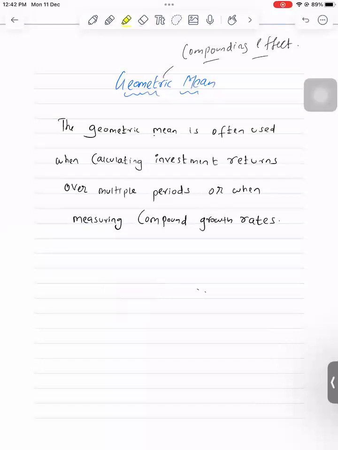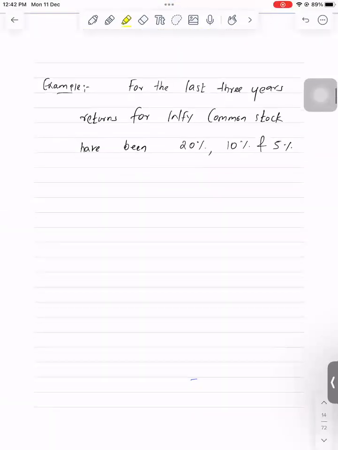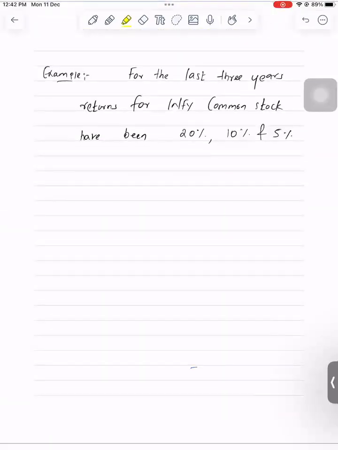Now, this is one of the very important introductions written here. You need to remember the geometric mean is often used when calculating investment returns over multiple periods. So if you have a data set of multiple periods, then you should come up with the geometric mean. Then only will you get a clear idea of how much returns you are earning every year. So while calculating investment returns over multiple periods or measuring compound growth rates, we will come up with the geometric mean. We will try to learn the formula of the geometric mean with the help of an example.